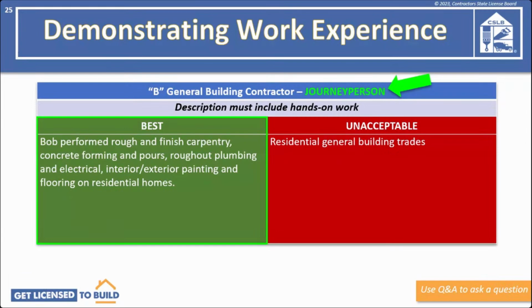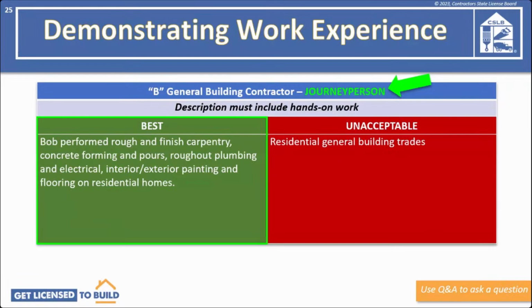Bob performed rough and finish carpentry, concrete forming and pours, rough out plumbing and electrical, interior, exterior painting, and flooring on residential homes. The unacceptable description would be something generic like this: residential general building trades. For foreperson experience, the description must include some hands-on work and/or supervisory work.